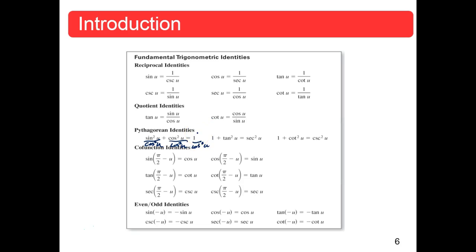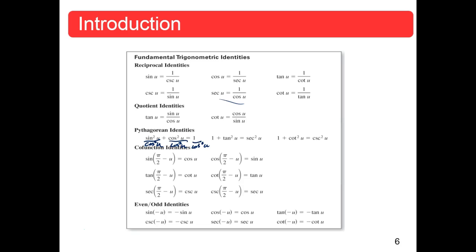Well, what do you get? Sine over cosine from your quotient identity is tangent. So that would be tangent squared u. Cosine squared over cosine squared is 1. So 1 plus tangent squared u is equal to 1 over cosine squared u. What is 1 over cosine squared u? Secant squared u. So 1 plus tangent squared u is secant squared u.